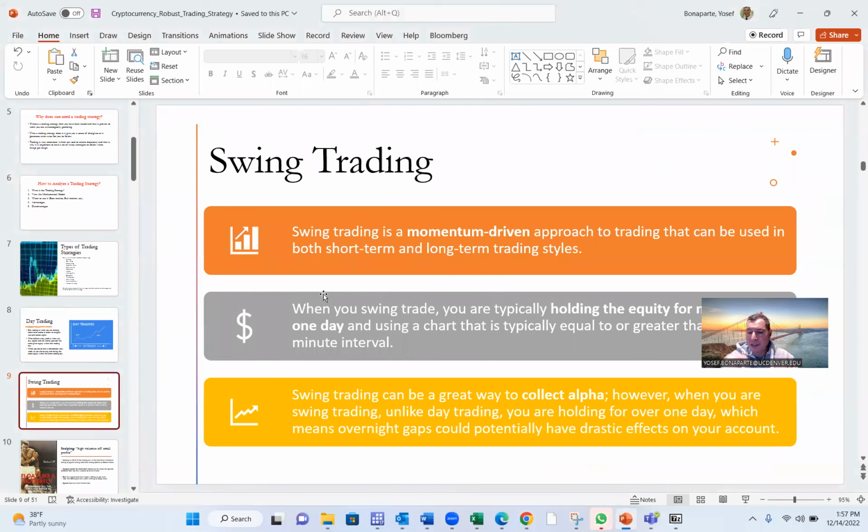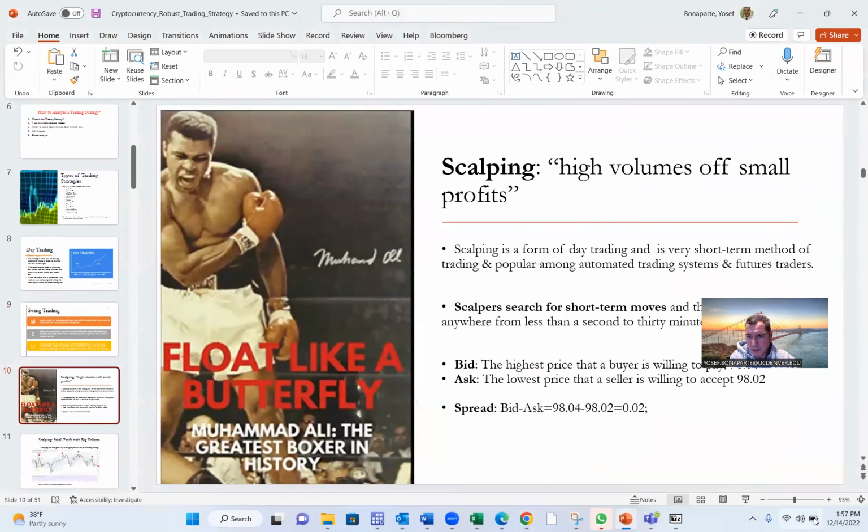Swing trading, where you trade in and out, is a momentum-driven approach to trading that can be used in both short-term and long-term.